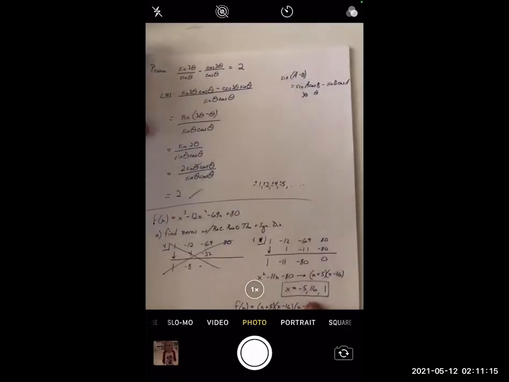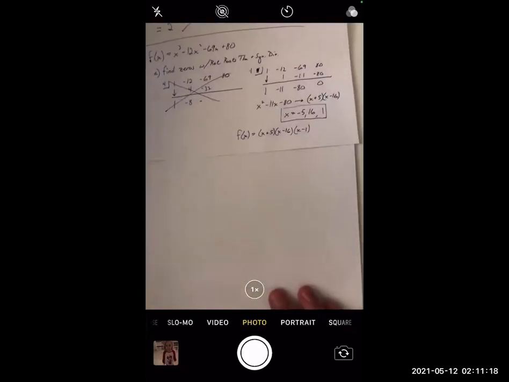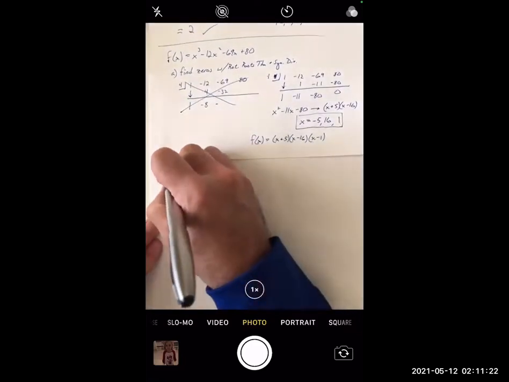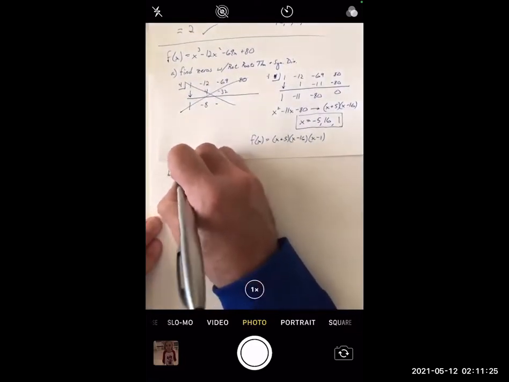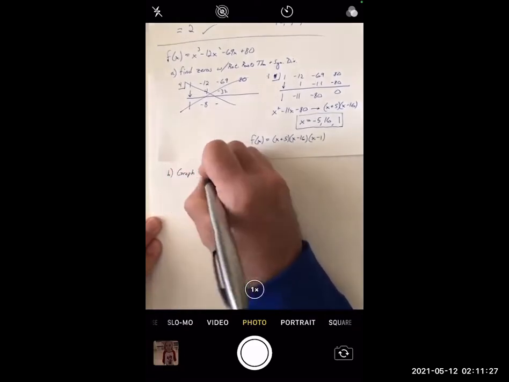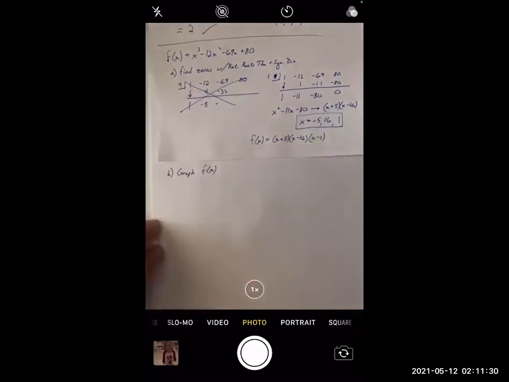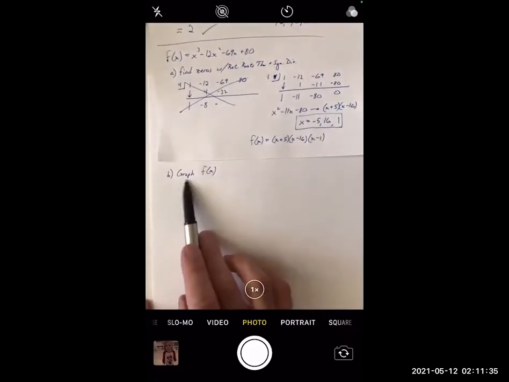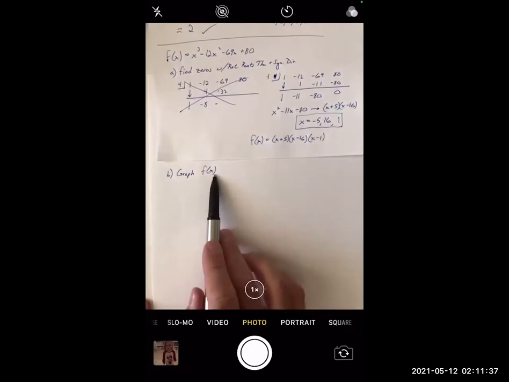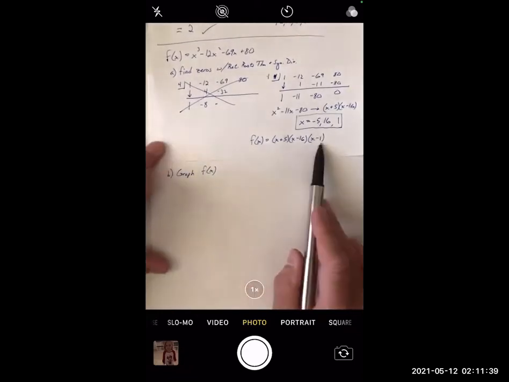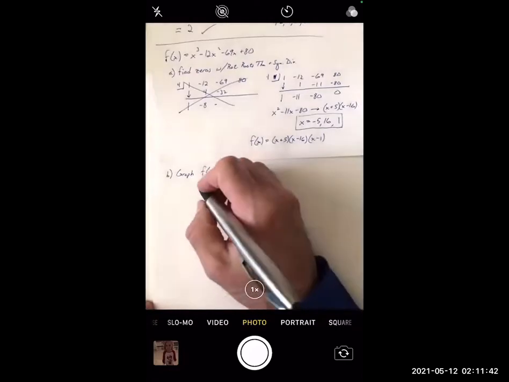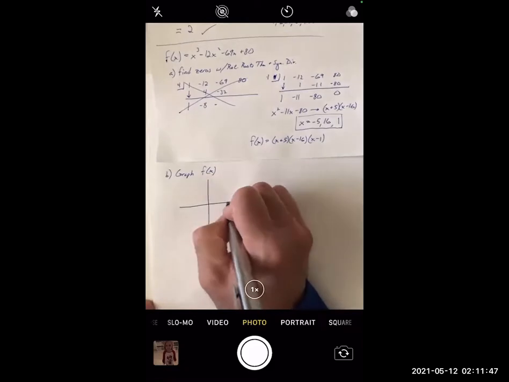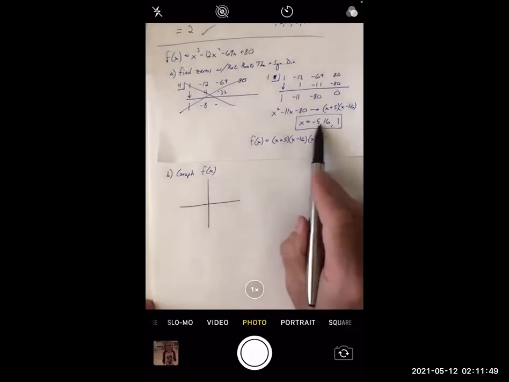Okay. So we're going to add a part B to that little question. And that would be graph f of x. In order to graph f of x, you had to have factored it like this, because that would give you the intercepts. These would be your intercepts here.